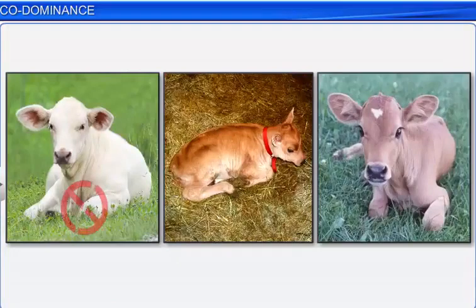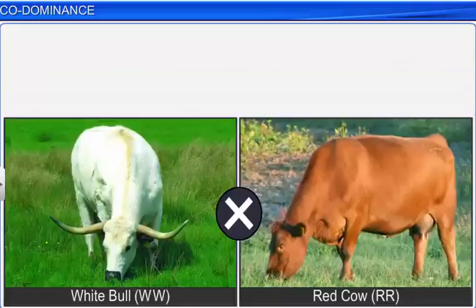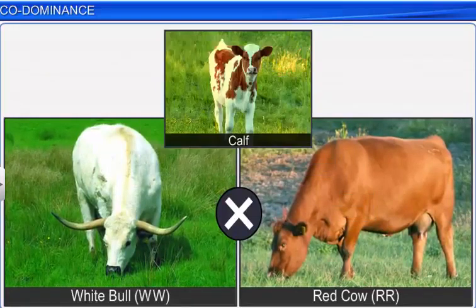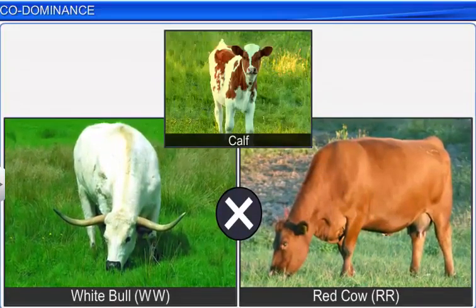Well, it isn't white or red, and neither is it a color in between. The calf is roan colored. Its coat is a mix of red and white hair.